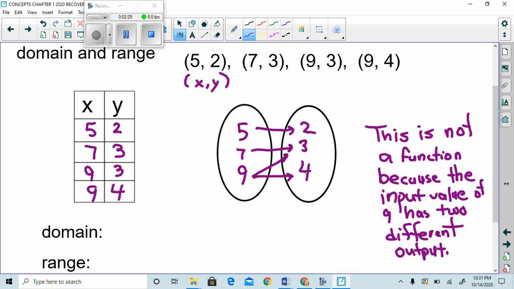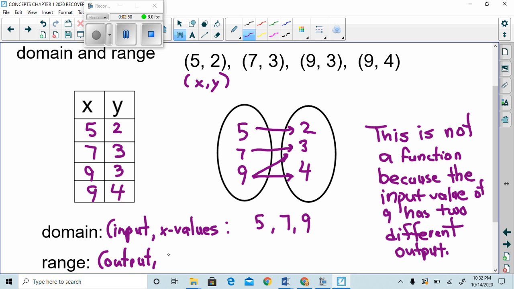Let's list the domain. The domain is also my input. Remember these words, or my X values. If I had to list them, it would be 5, 7, and 9. My range is my output, and again, I'm just highlighting that important vocabulary that I could ask on the quiz. It's also my Y values, and those would be 2, 3, and 4. Again, you only need to list them once.